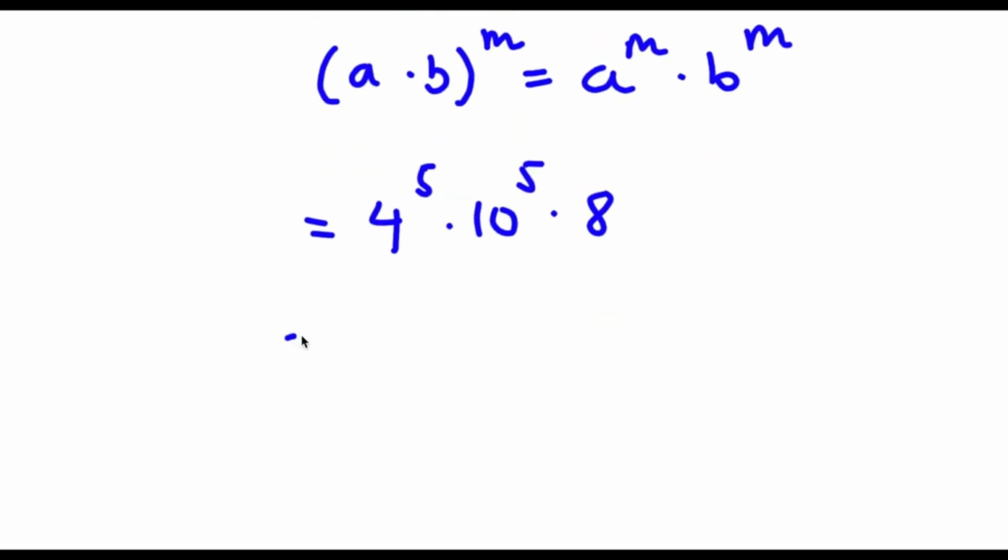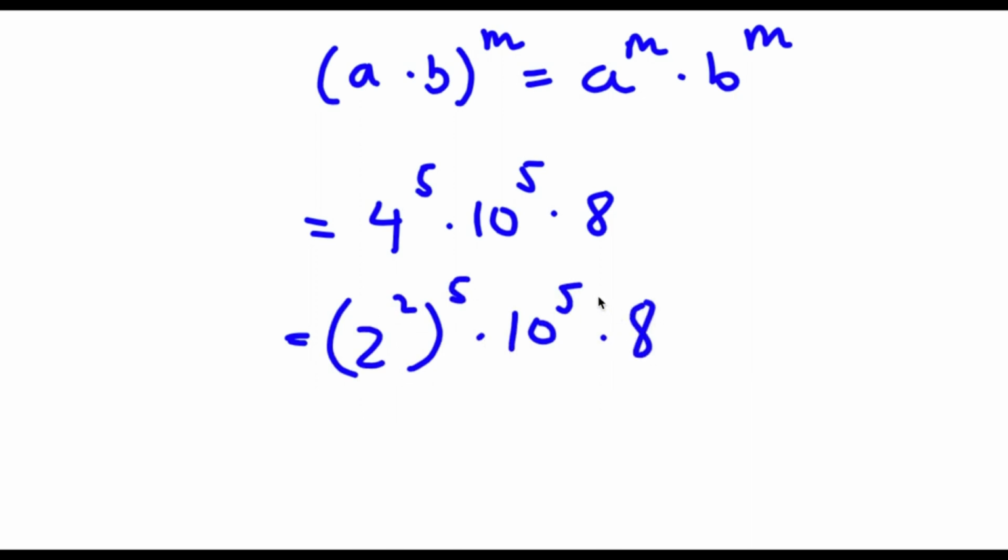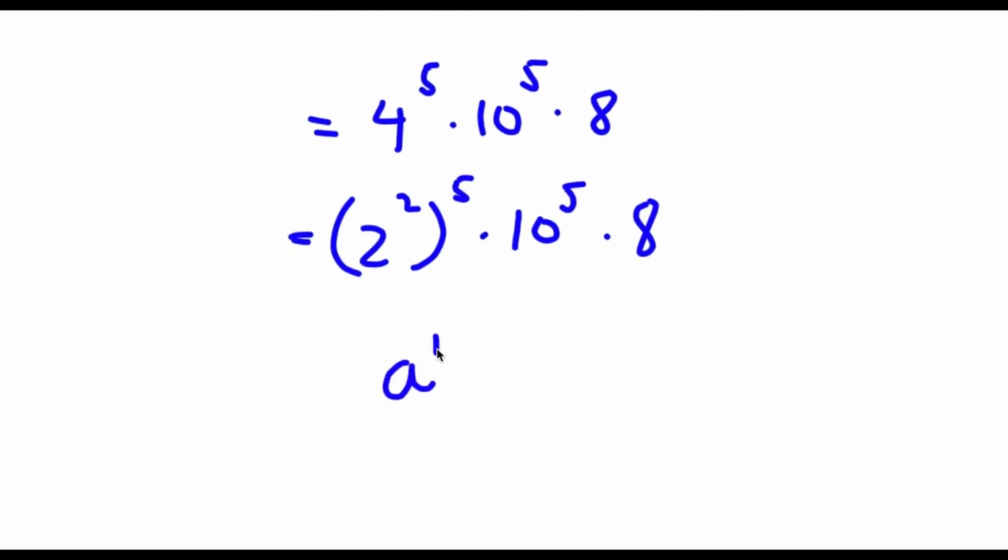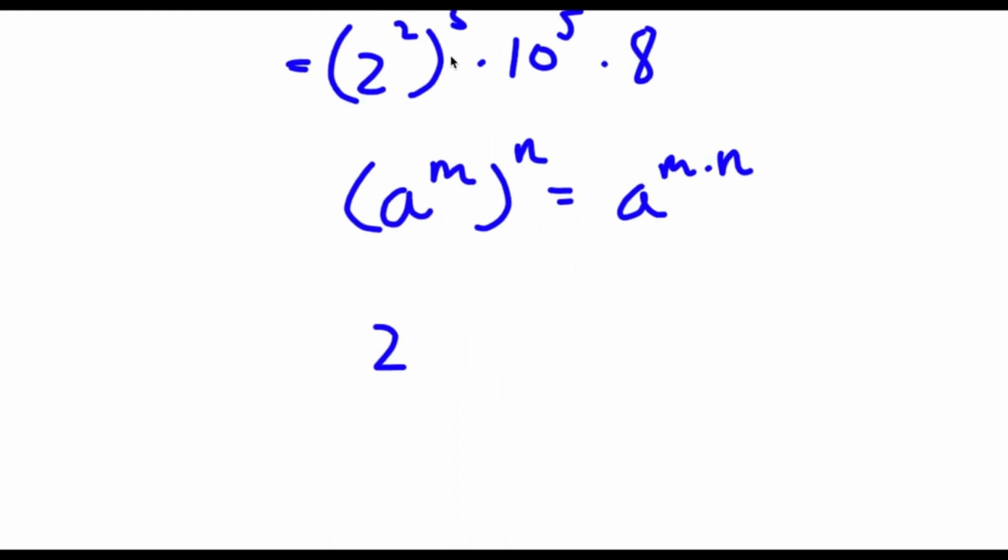Now 4, this is the same thing as 2 squared. So if I replace 4 with 2 squared, I get 2 squared to the power of 5 times 10 to the power of 5 times 8. Now if I have something in the form a to the power of m to the power of n, this is the same thing as a to the power of m times n. So 2 to the power of 2 to the power of 5, that's going to equal 2 to the power of 10, because 2 times 5 is 10. Now I have this times 10 to the power of 5 times 8.